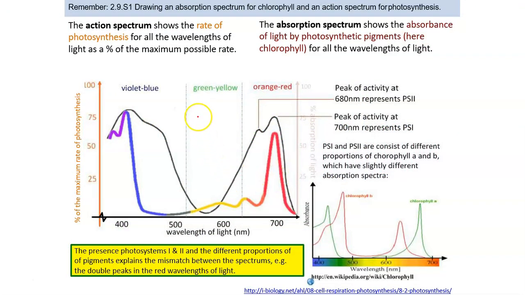This is a review from a previous unit, unit 2.9, related to action spectrum and absorption spectrum. If you want to review, you can go back and watch the video or the slides from the past. So in summary, we have the absorption spectrum, the black graph showing the absorption, and as you can see, the absorption is maximum at around 680 and 700 nanometers, at this peak, and this peak, which is in the red color.